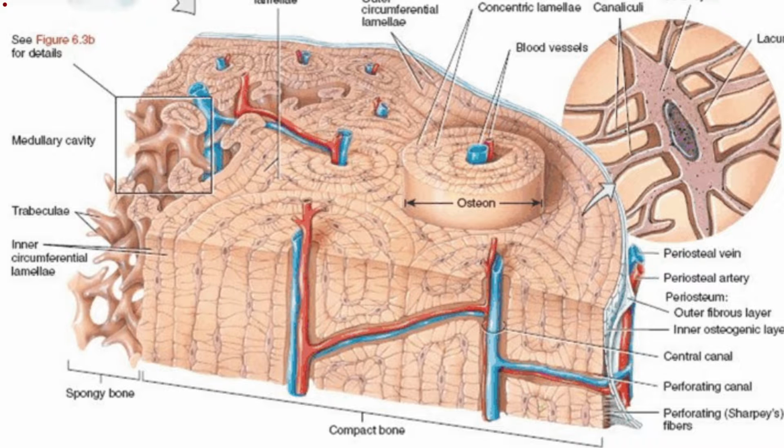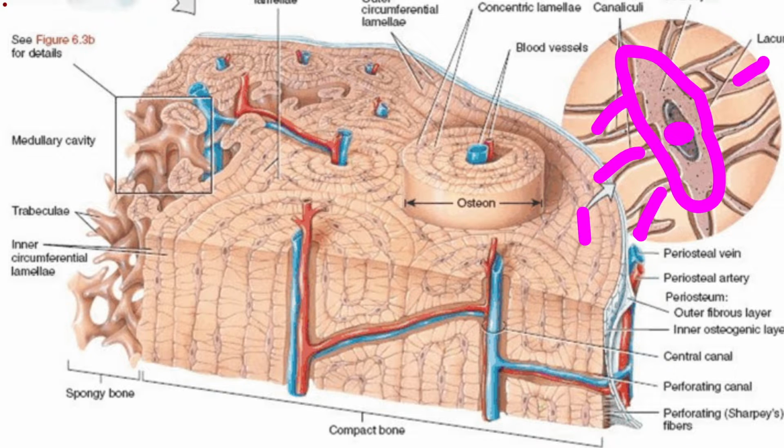And then you have the spaces in which the cells sit. That's the lacunae space. The cell itself is an osteocyte, and the extensions here actually allow for oxygen and nutrients to make their way from the central canal out to the cells sitting in those spaces. Those are called canaliculi. You see that label there.